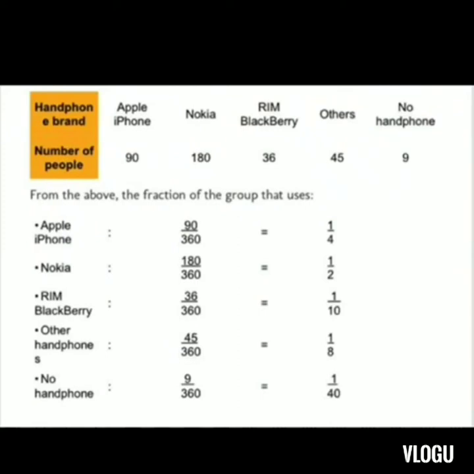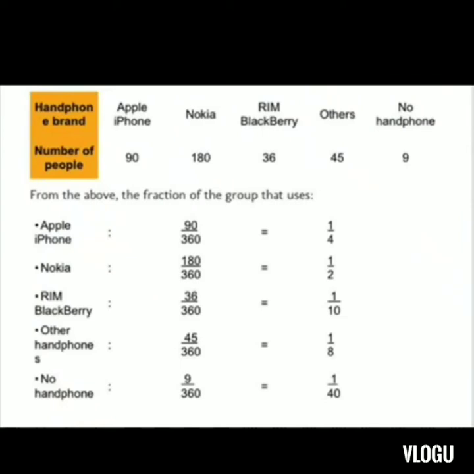This is an example of a survey done on the handphone brands used by the people. So just see, Apple iPhone was used by 90 people, Nokia was used by 180, BlackBerry was used by 36, and some other brands were used by 45 people, and there were some people who were not using any handphone, and they were 9. From the above, the fraction of the group that uses each is given below. This survey was done on a total of 360 people.